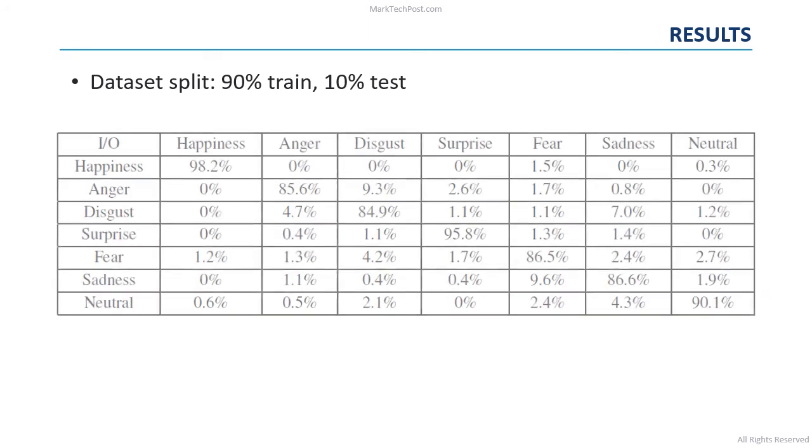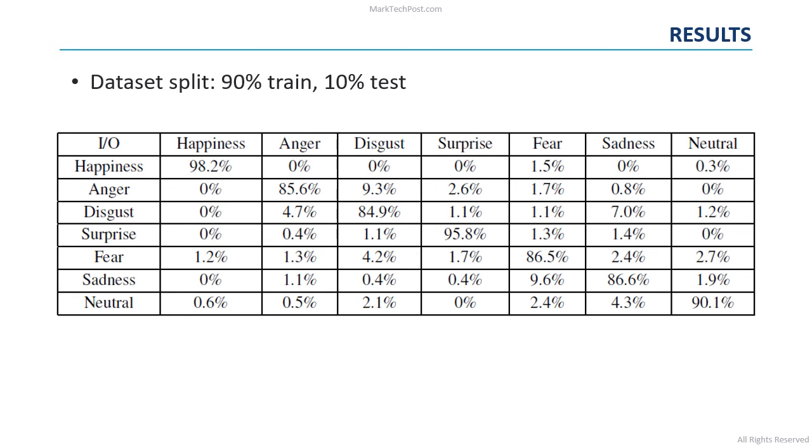The described system has been evaluated by splitting the dataset in this way. The 90% has been used to train the classifier, while the remaining 10% has been used to test the solution. This is the confusion matrix obtained on the test set. On the diagonal, we can find the percentage of correct predictions for each of the dataset emotions. We can notice how the anger is confused about the 9% of times with the disgust. The same happens for the sadness, which tends to be confused with fear.